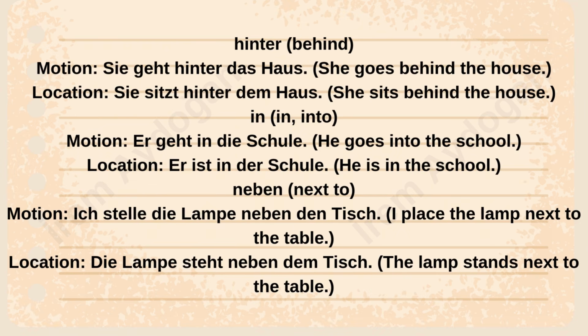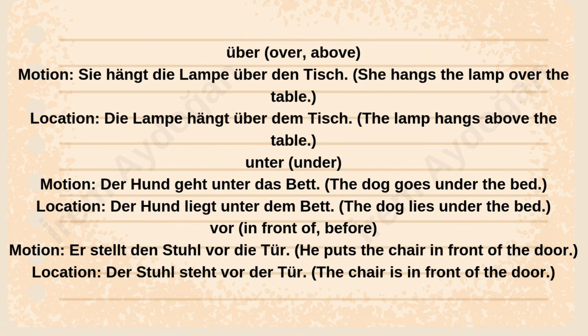And the next one is über. It means over, above. The motion, accusative example is "Sie hängt die Lampe über den Tisch." She hangs the lamp over the table. This is the accusative form. And the location form, dative form, is "Die Lampe hängt über dem Tisch." The lamp hangs above the table.